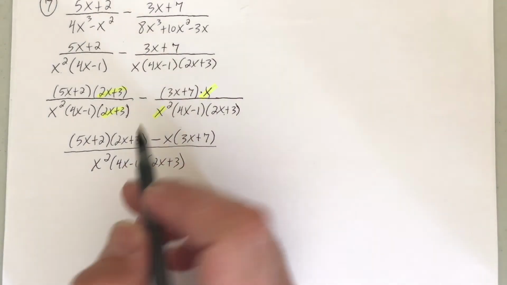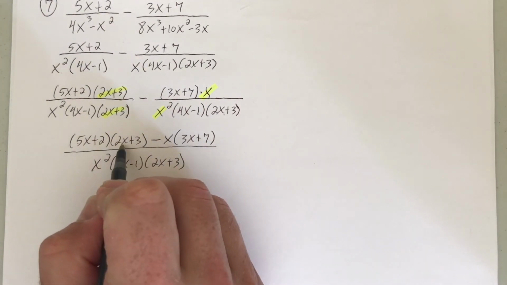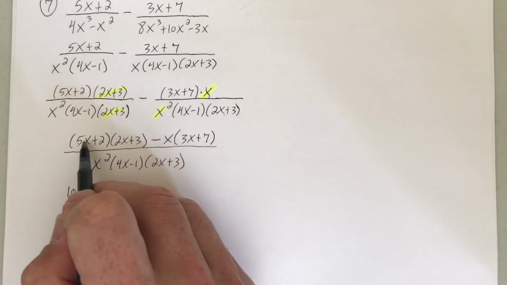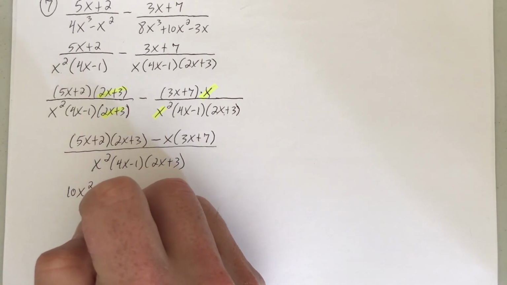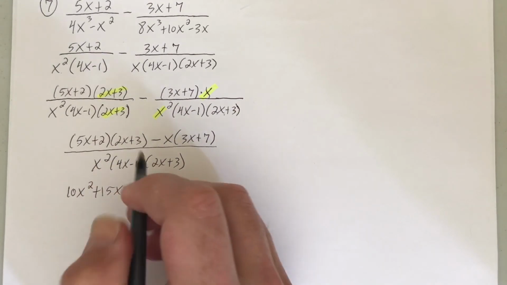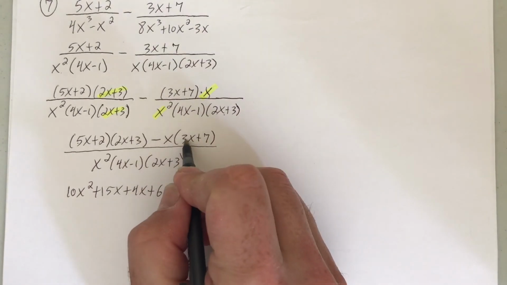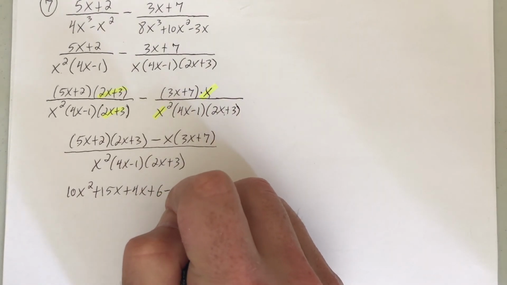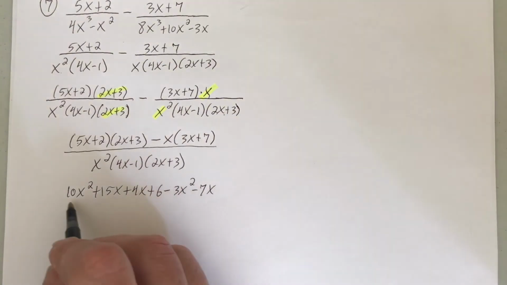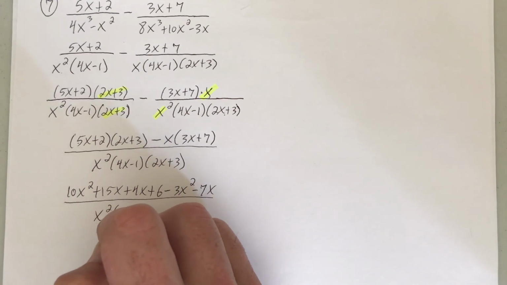So I have to multiply this and then distribute this. So 5x times 2x is 10x squared. 5x times 3 is 15x. 2 times 2x is 4x. And then 2 times 3 is 6. Now I have negative x times 3x is minus 3x squared. Negative x times 7 is minus 7x, all over the least common denominator.